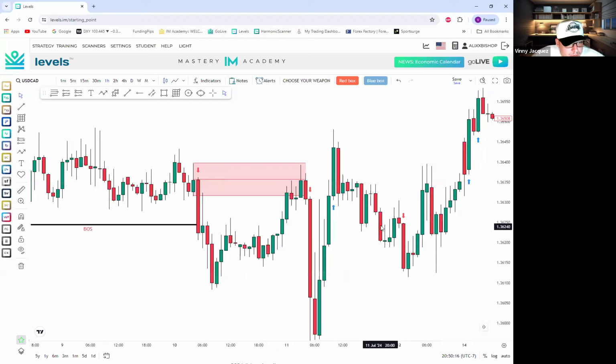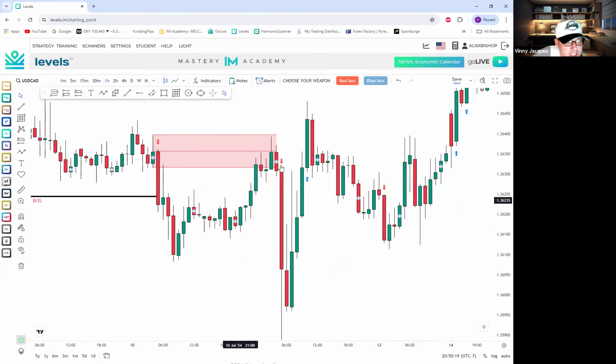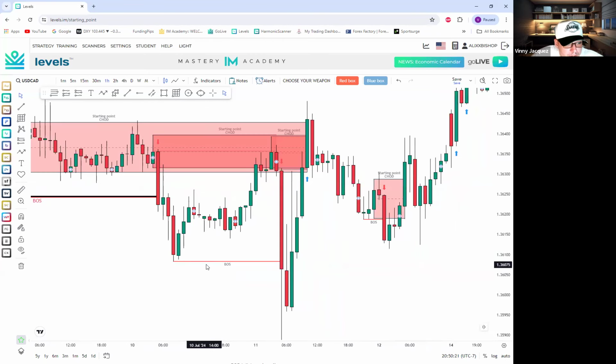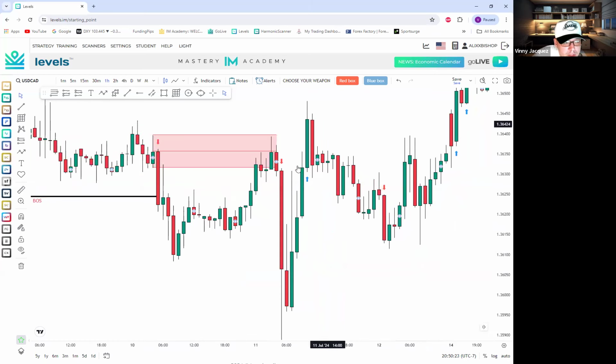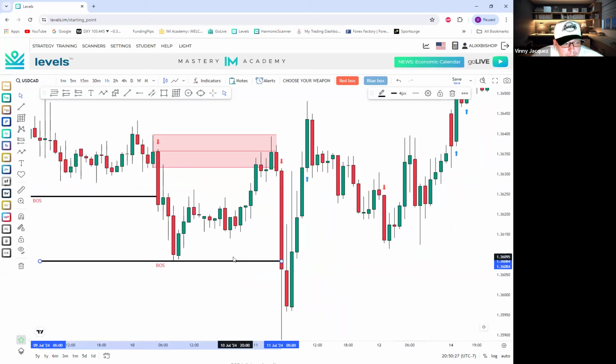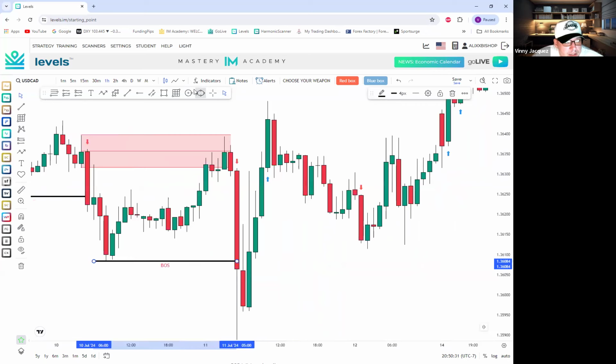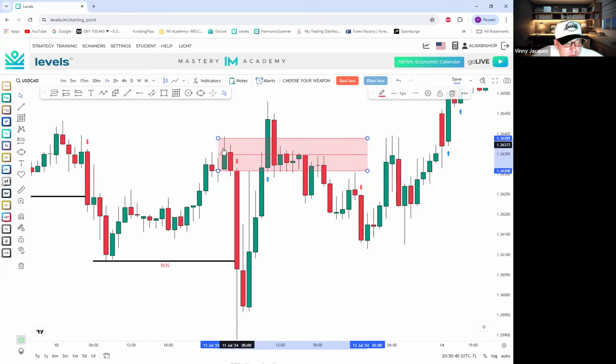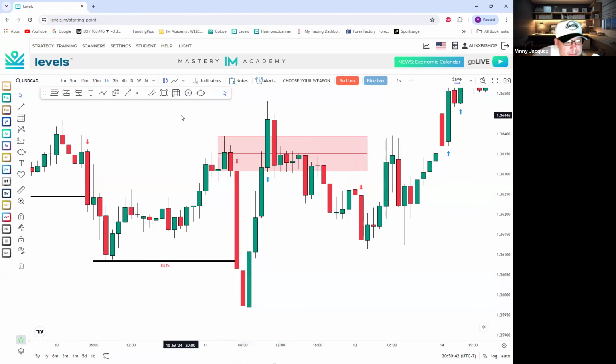But look, notice this. We actually get a break of structure again, right? We have a BOS, market lets us know. Not only that, levels lets us know with an arrow. Now, look at this, guys. My breakout is these red candles right here. That's the rally. So now my updated starting point is this last buying candle right here.